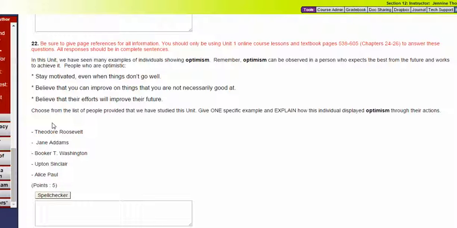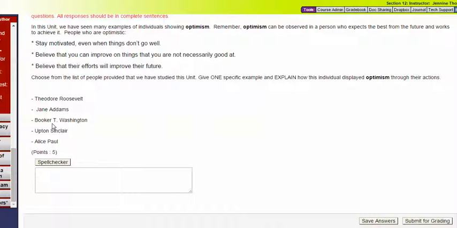Choose from the list of people provided that we have studied in this unit. Give one specific example and explain how this individual displayed optimism through their actions. You could choose either Theodore Roosevelt, Jane Addams, Booker T. Washington, Upton Sinclair, or Alice Paul.